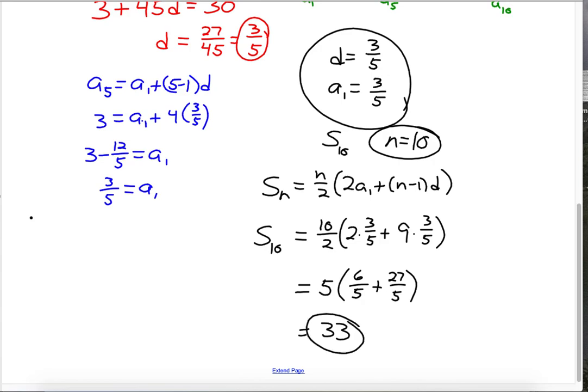And there we go. So now we can figure out any particular term, we can figure out common difference, we can figure out sum of terms for an arithmetic sequence.